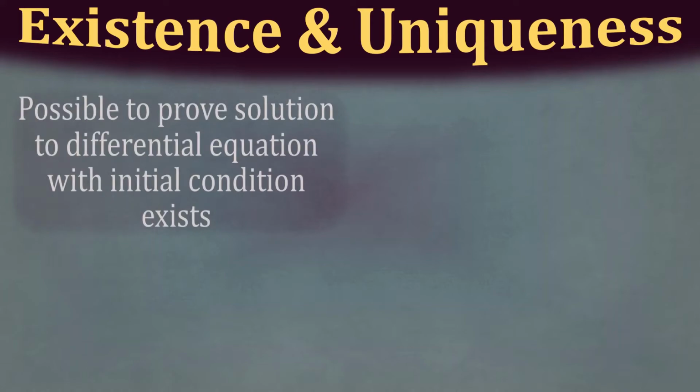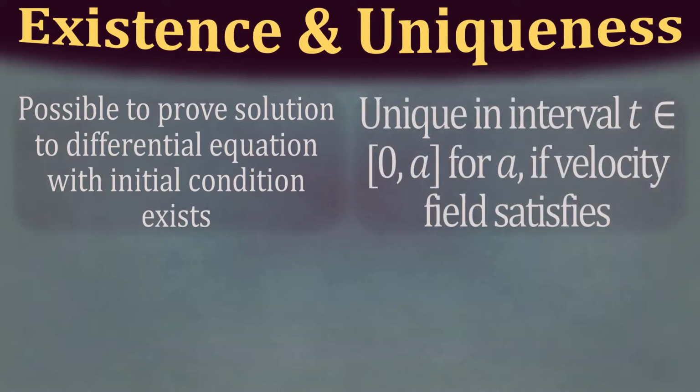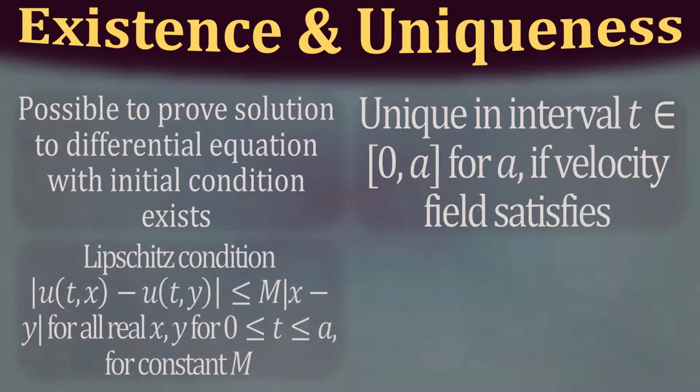It is possible to prove that the solution to the differential equation with initial condition exists and is unique in the interval t from 0 to a for some a, if the velocity field satisfies the Lipschitz condition that the modulus of u(t, x) minus u(t, y) is less than or equal to M times the modulus of x minus y, for all real x and y, for t from 0 to a and constant M.